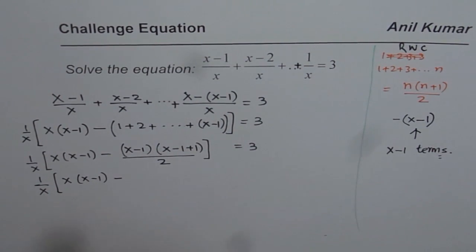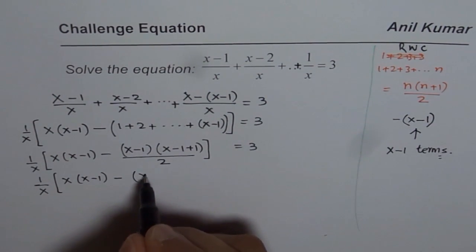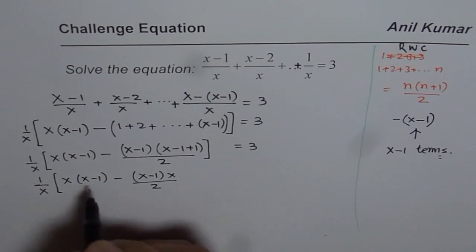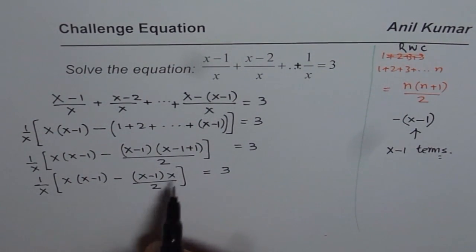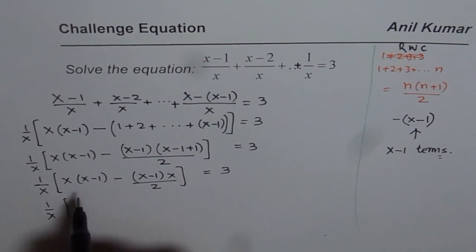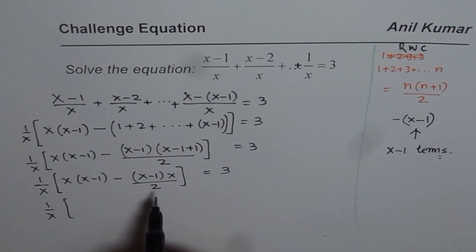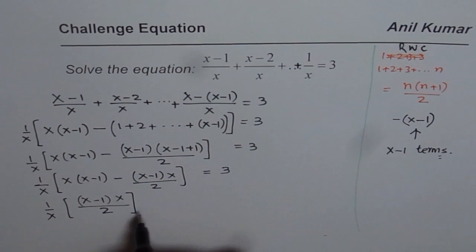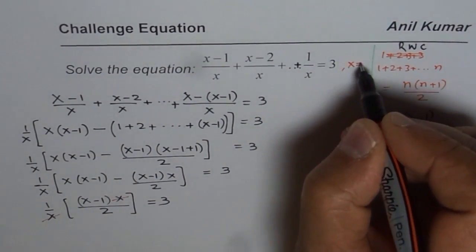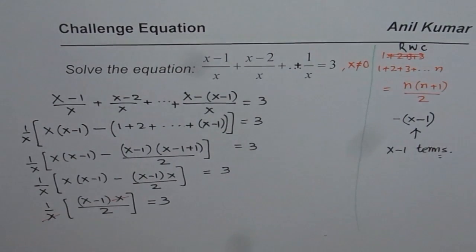x times (x minus 1) minus, so this is basically x, right? So we get this as (x minus 1) times x, so half of this value. Equals 3. Now you can multiply by 2, take away. So this is something minus that thing's half. That means you'll get (x minus 1) times x divided by 2, right? Equals 3. So that is the simplified form of the left side. And of course, x is not equal to 0. That is very clear. So I've saved some space on the right side to finish off the solution.